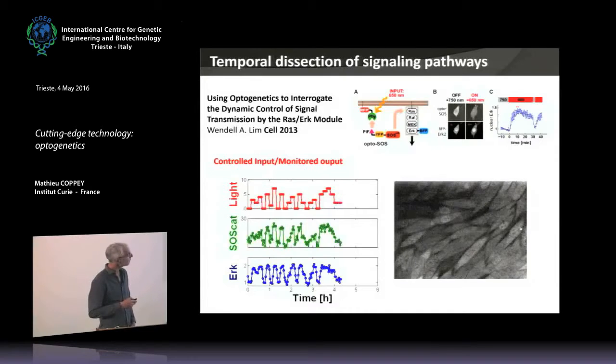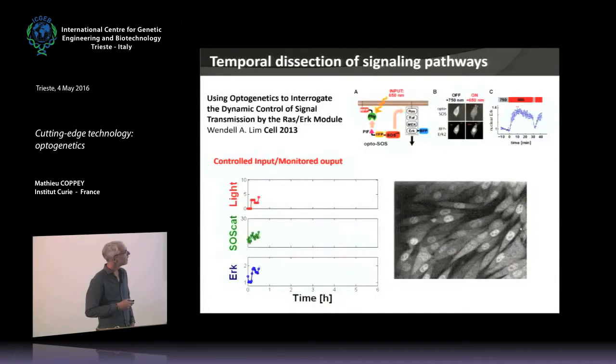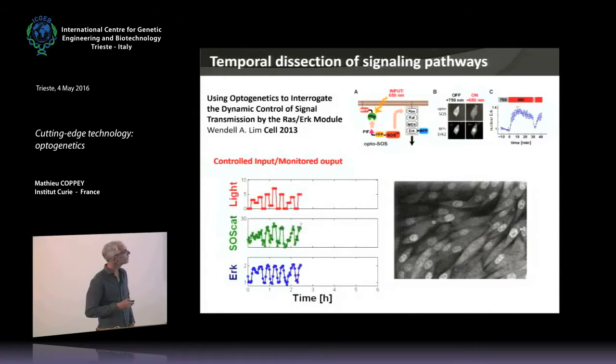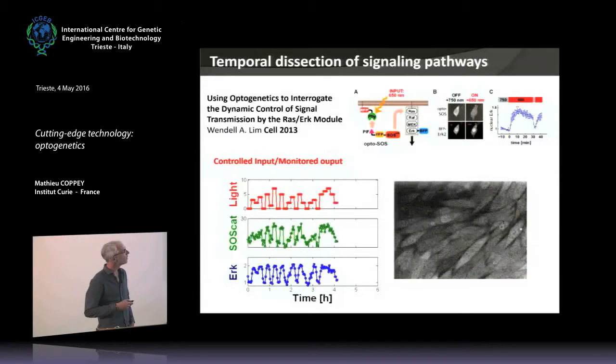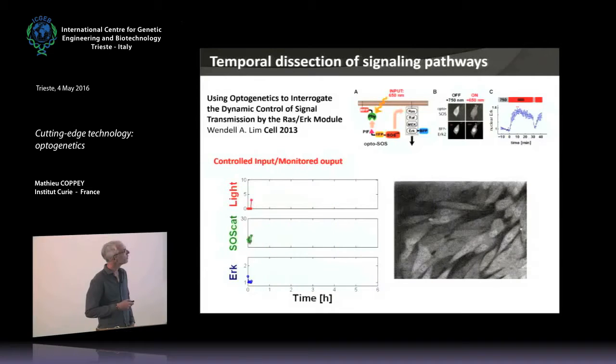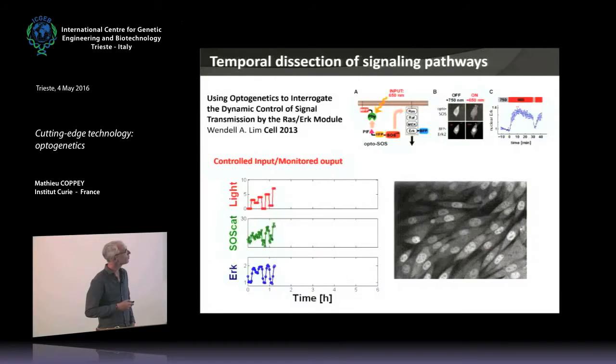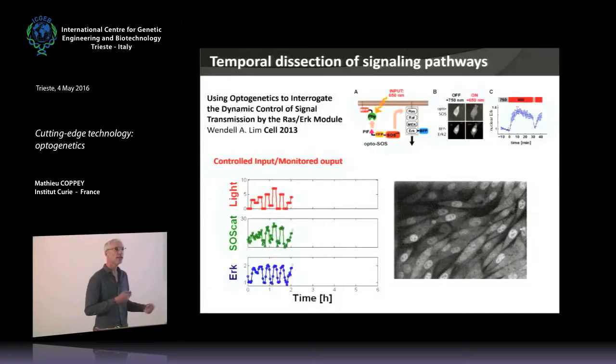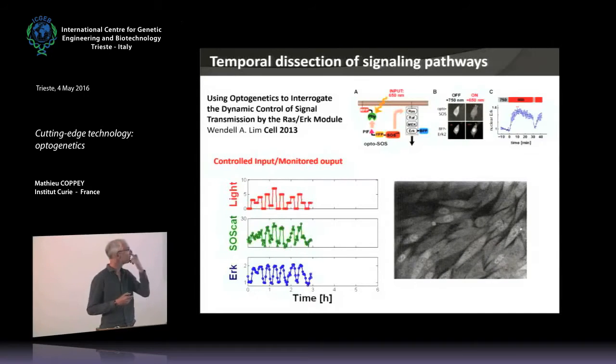So basically, to test the system, they take cell lines. Here it's a fibroblast in that case. Before, this optoSOS is in the cytosol; you shine light, and it goes to the plasma membrane. And if you look at a fusion of ERK with a blue fluorescent protein here, what you see is a localization from the cytoplasm to the nucleus. So you really activate the signaling pathway that way.